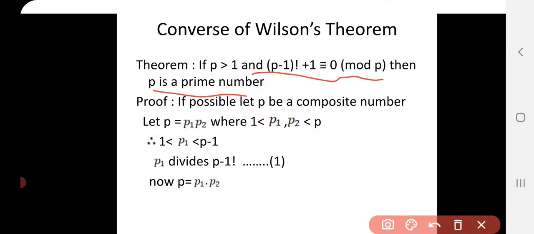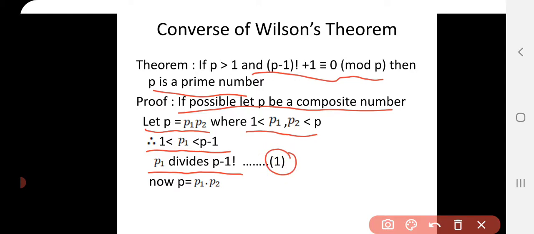So the proof goes like this. If possible, let p be a composite number. Let p equal p1 times p2, where p1 is greater than 1 and p is greater than p2. So p1 lies between 1 and p minus 1. Therefore p1 divides (p minus 1) factorial. Call it equation 1.